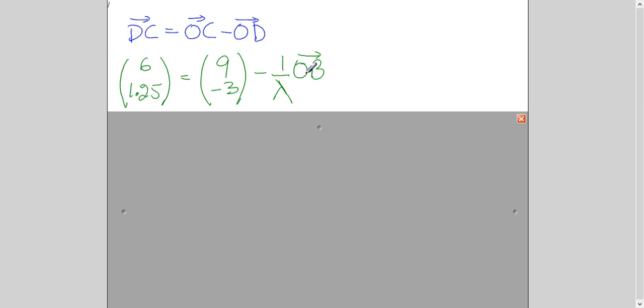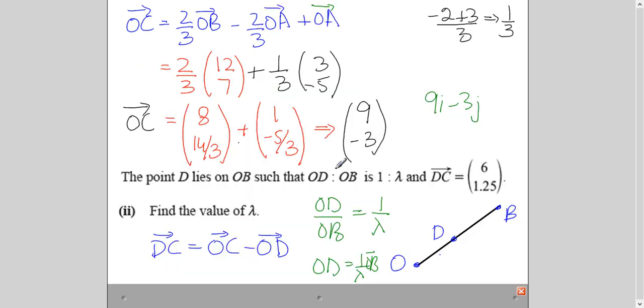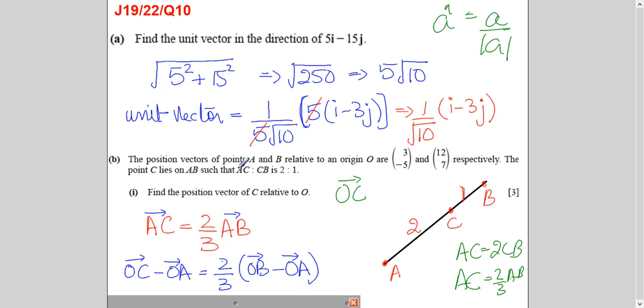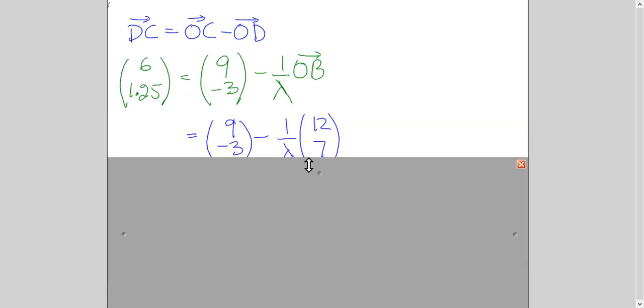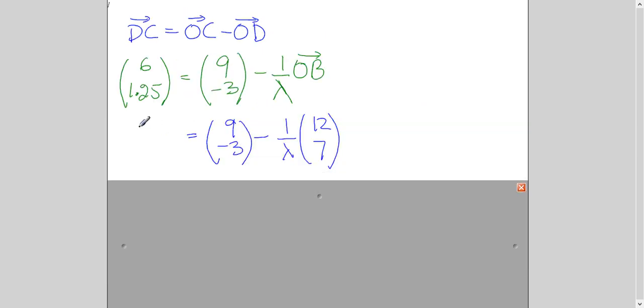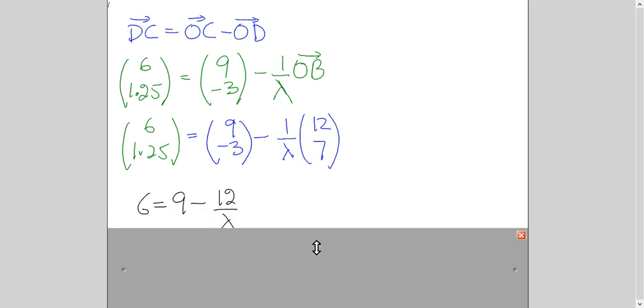And then OB is given to me. What is given to me OB in the previous part? Here is OB given to you. So you can plug in this value. So now this side you have 6, 1.25, and here you have this vector. You can simplify it and equate them.